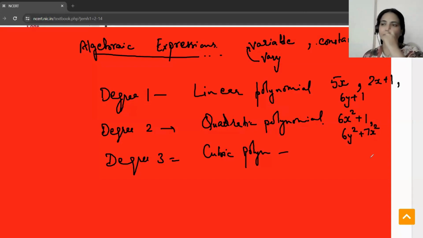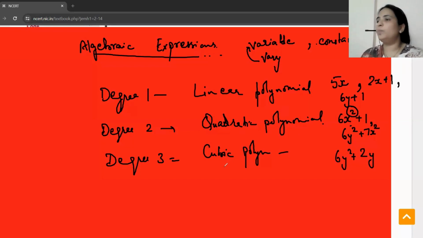Okay. Justified, right? The biggest power of the expression should be 2, no matter what all other powers are there, but the highest one should be 2. So if I write 6y square plus 2y, that is also a quadratic polynomial. Right or not? Clear, no?